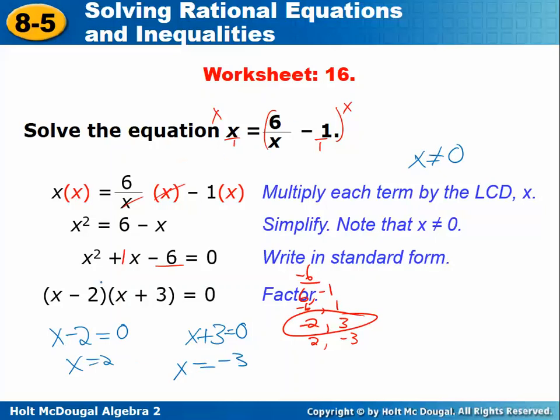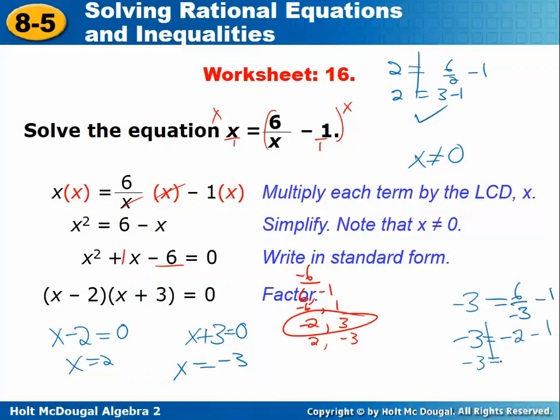So if you put 2 in, you would get 2 equals 6 over 2 minus 1. 6 over 2 is 3 minus 1. Yep, 2 equals 2. If I put negative 3 in, I would get negative 3 equals 6 over negative 3 minus 1. So that'd be negative 3 equals 6 over negative 3 is negative 2, minus 1. And that's also going to work. So it works for both of my answers, so I know that these are my two solutions to this problem.